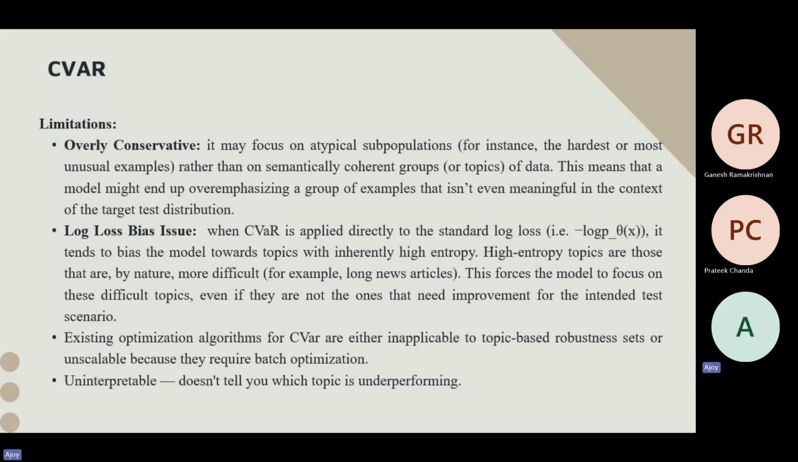Then there is the log loss bias issue. There are some sentences which are inherently tough to train, no matter what. They are high entropy cases. For those, the log loss would be very high, but no matter how high weights we give them, they wouldn't be able to learn. Because of that, we end up wasting our computational effort on those sets, and overall the model doesn't perform as well.